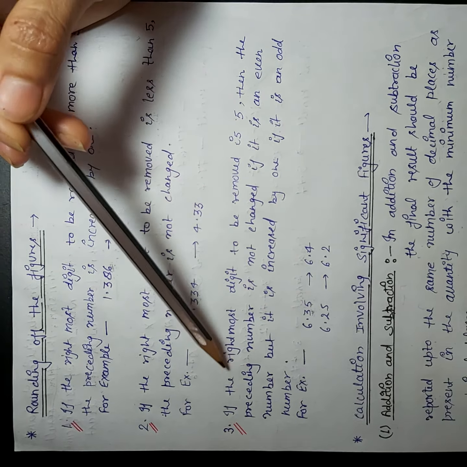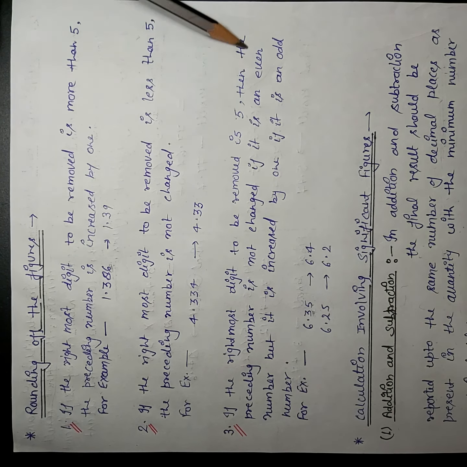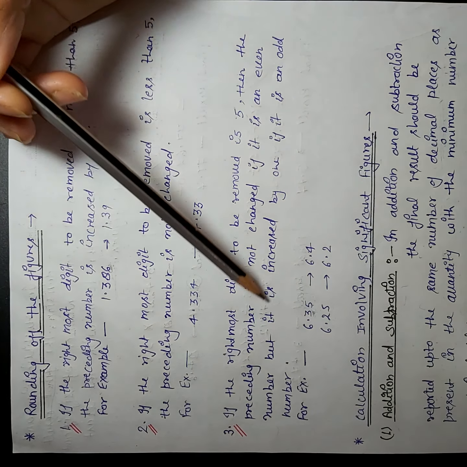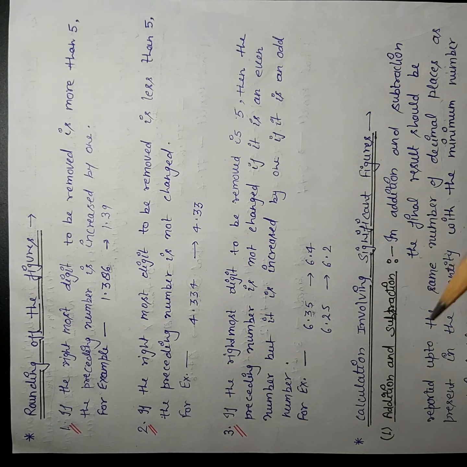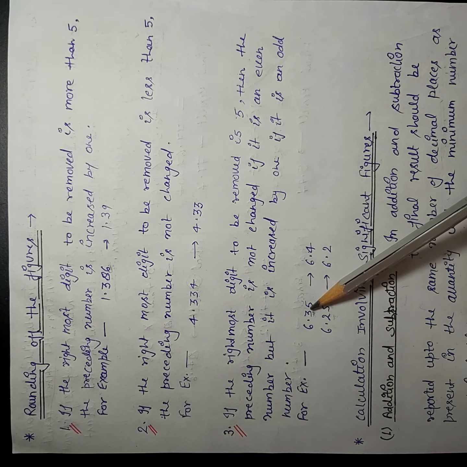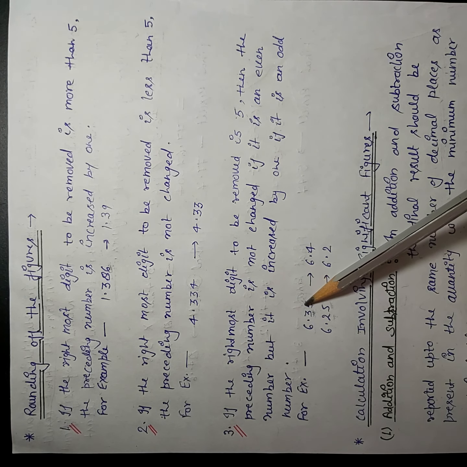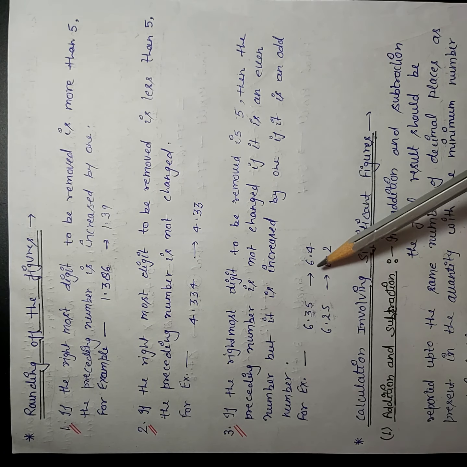Third and last point is, if the rightmost digit to be removed is equal to 5, then the preceding number is not changed, when it is an even number. Like this 6.25 and you want to remove 5, so the preceding number will not change because it is an even number. And if the preceding number is an odd number, like in this example 6.35, and you want to remove this 5, then you have to increase this number by 1, then it will be converted into 6.4.